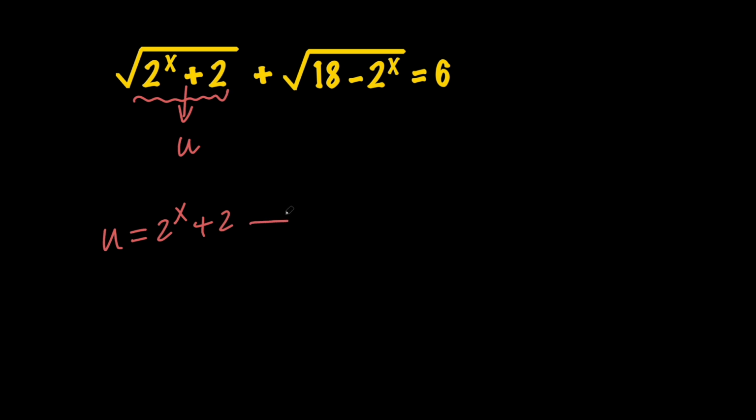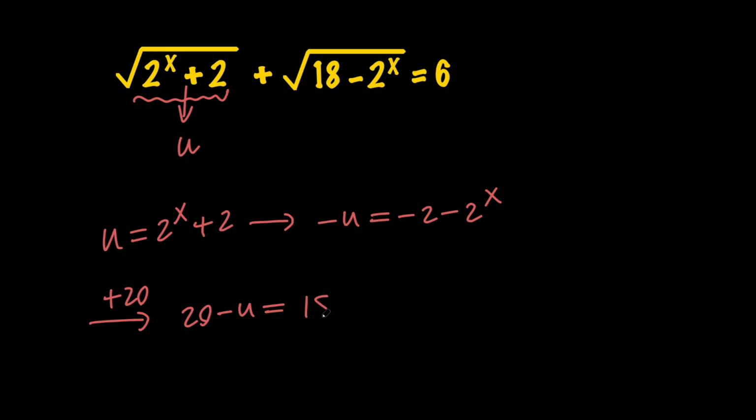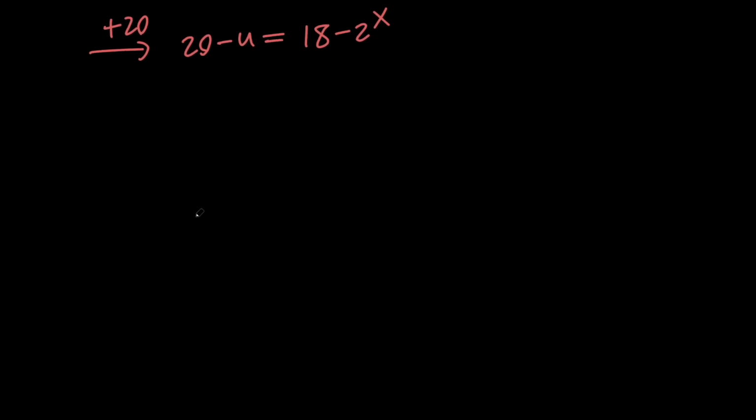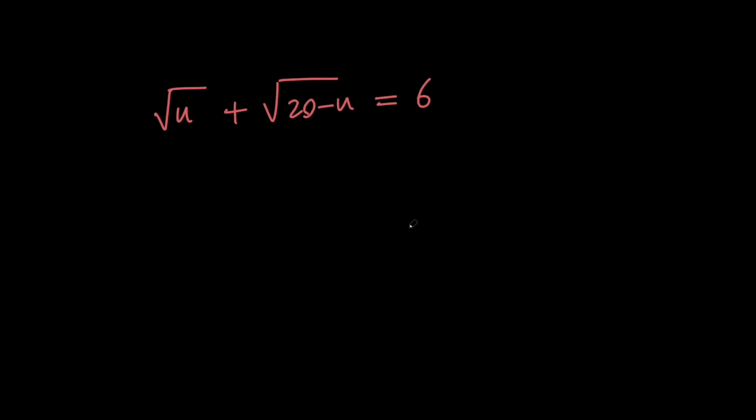So next I'm going to go ahead and negate both sides to get minus u equals negative 2 minus 2 to the x. And then I'm going to add 20 to both sides to get 20 minus u equals 18 minus 2 to the x, which is the expression over here. So this is 20 minus u. By doing these replacements, we're going to get a simple radical equation: the square root of u plus the square root of 20 minus u equals 6.